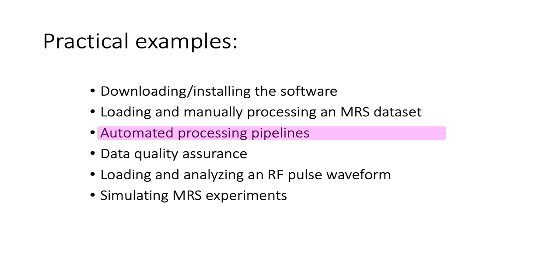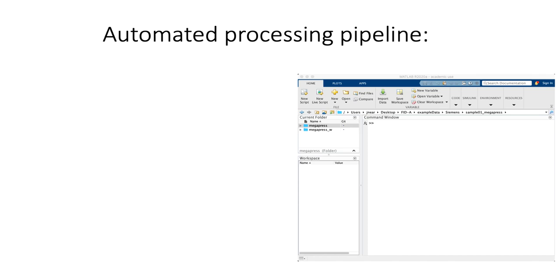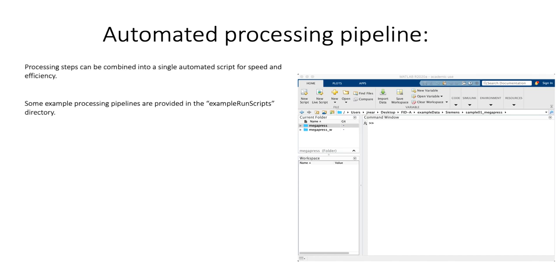So this is a script where all of those steps I just showed you are embedded into a single script and can be applied to any data set, and can be applied to many data sets in a row to get the exact same processing on each data set. So these are called the automated processing pipelines, and it's very fast and efficient to run your processing this way.